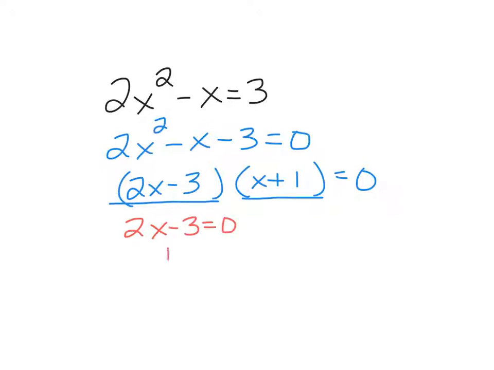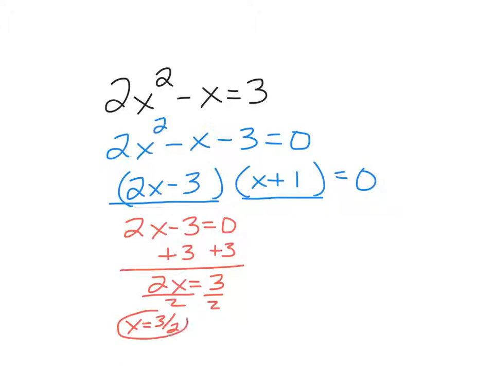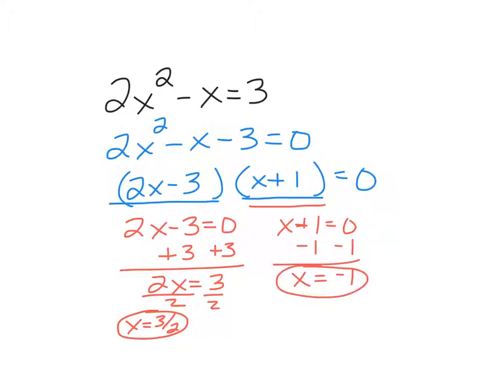I'm going to have to add 3 to both sides, and I'm going to get 2x is equal to 3. Then, dividing both sides by 2, I'm going to get x is equal to 3 halves. So one of the answers is x is equal to 3 halves. For the other one, if x plus 1 is equal to 0, then I'm just going to subtract 1 from both sides. Subtract 1, I'm going to get x is equal to negative 1. So the two possible answers: x is equal to 3 halves, x is equal to negative 1.